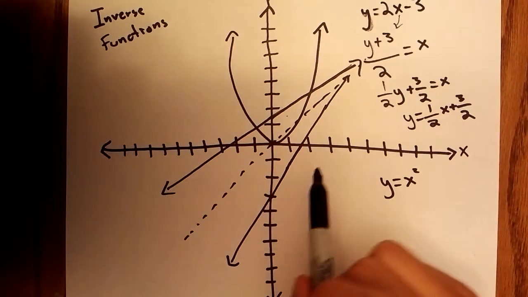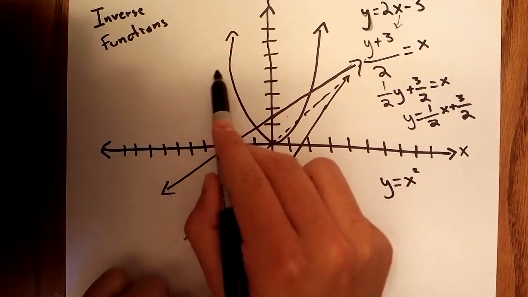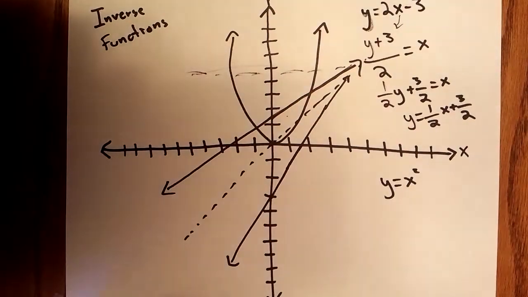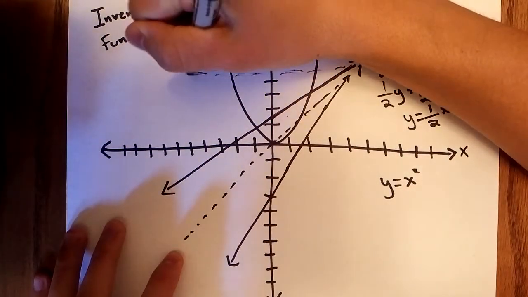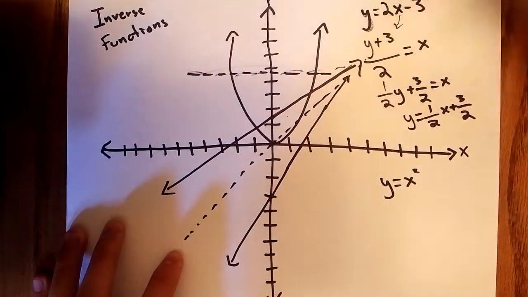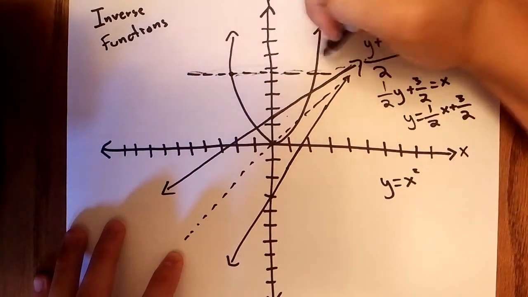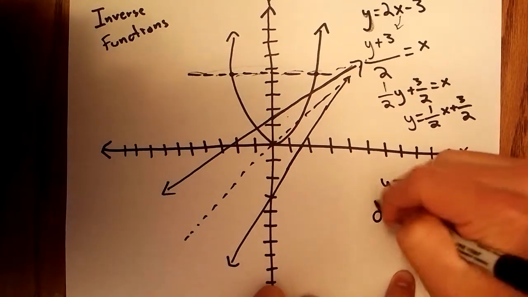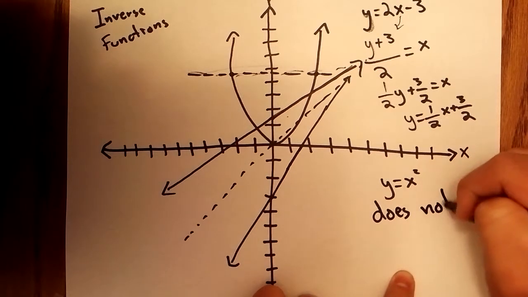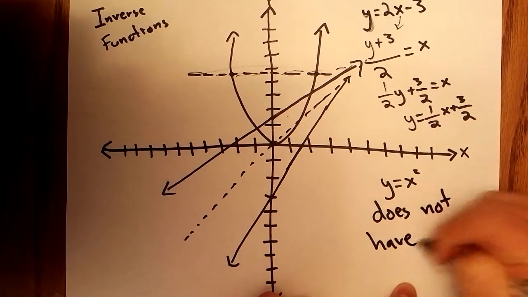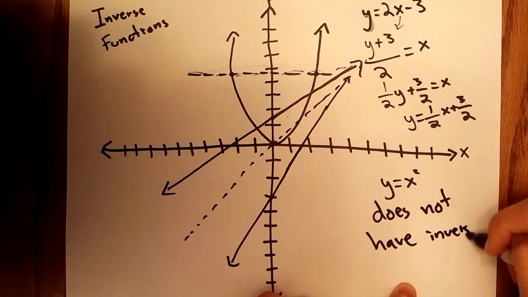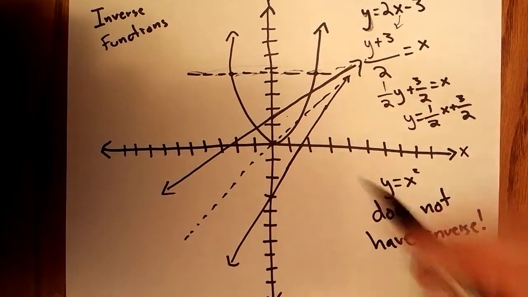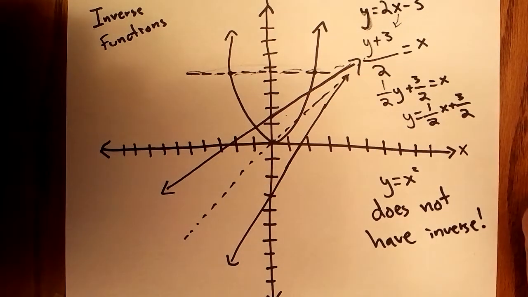Now, if we drew a horizontal line through, say, right here, we can see that it crosses through two different points, right here and right here. So this does not have an inverse. However, if you only took one side of it, that would still have an inverse.